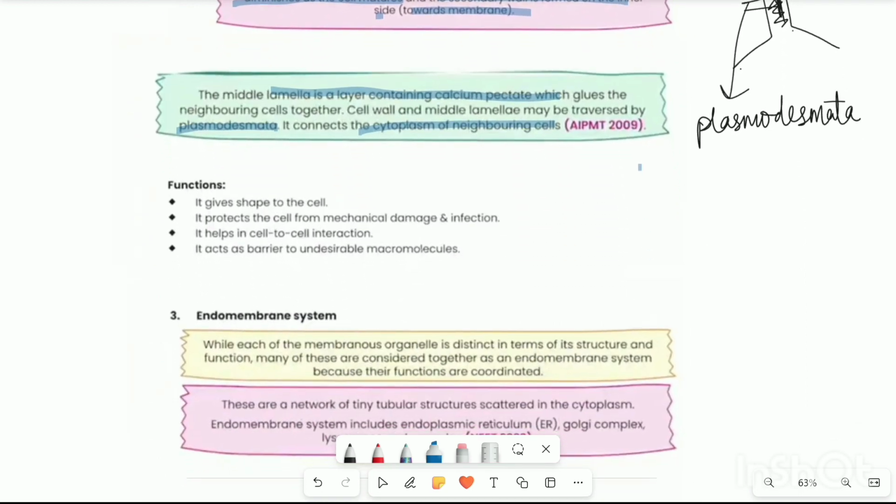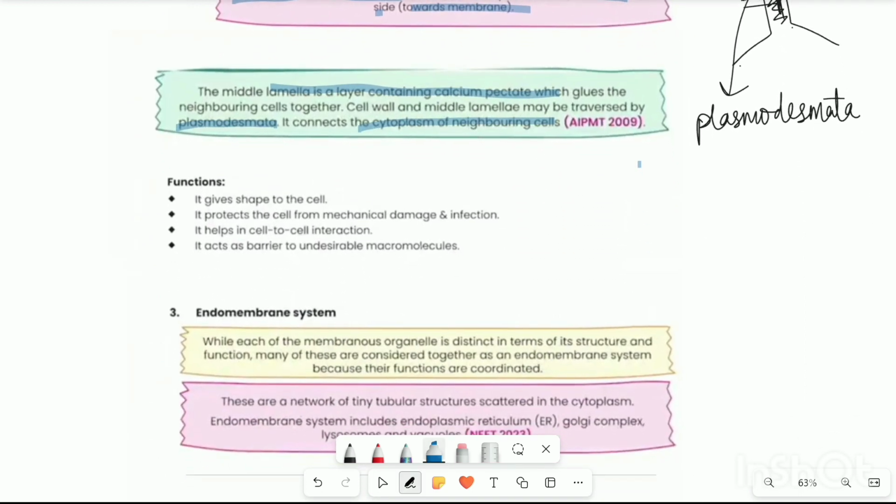Let's see the function of the cell wall. It gives shape to the cell. It protects the cell from mechanical damage and infection. It also helps in cell interaction, like we have seen through the middle lamella. It also acts as a barrier to undesirable macromolecules. Means if a cell doesn't want any undesirable macromolecules, it acts as a barrier, because the cell membrane is a selectively permeable membrane.